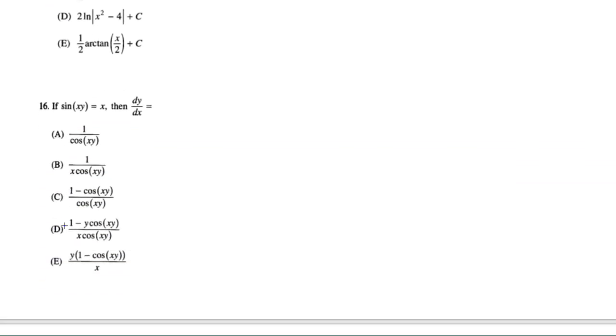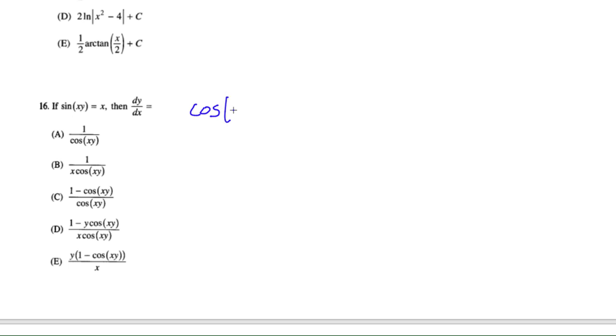All right. Last question for the video. If sine of xy equals x, then how do I find dy dx? Well, I'm going to just take the derivative. So, the derivative of sine is cosine. Is it positive or negative cosine? It's positive, yeah, because S stands for same. Derivative, you're not going backwards.